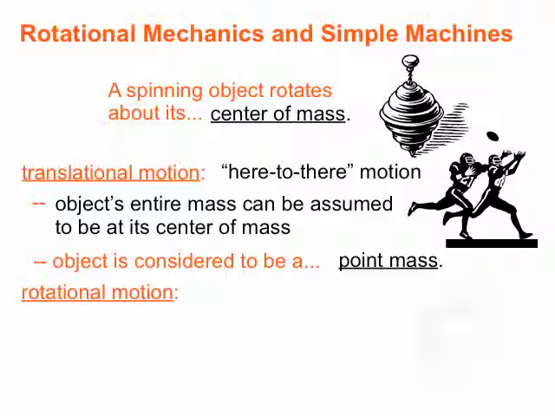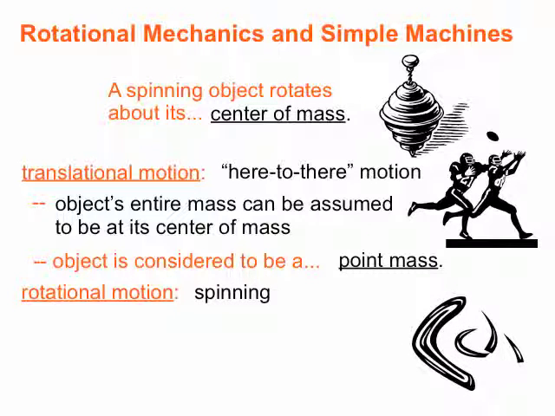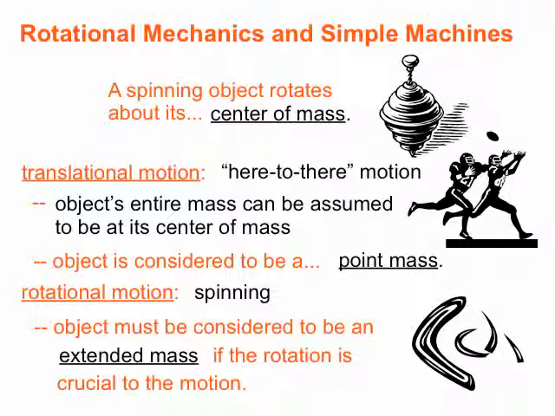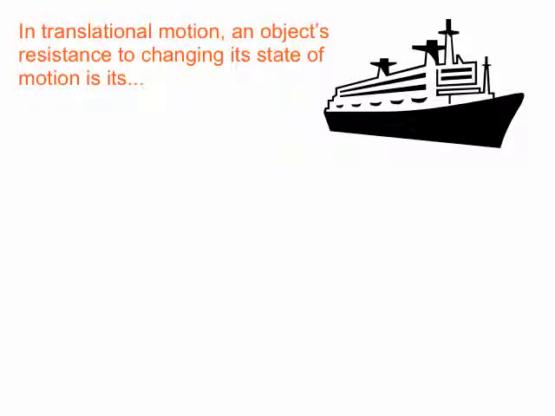Rotational motion, on the other hand, is spinning, as we've talked about before. Remember, when you rotate, you spin. When you revolve, that goes around some other center. But rotational motion is spinning. So the object must be considered to be an extended mass if the rotation is crucial to the motion, such as a boomerang. In translational motion, an object's resistance to changing its state of motion is called inertia.